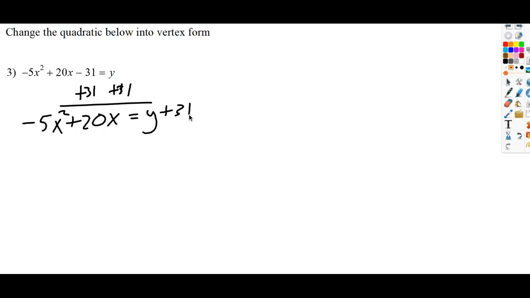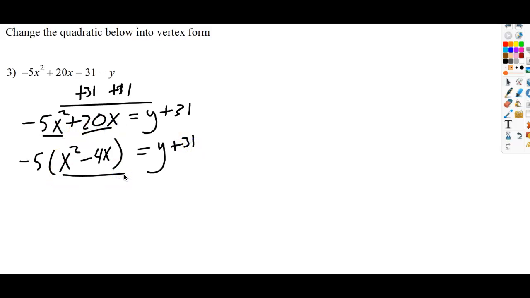The next step that we're going to do is factor out the -5. When you take out that -5, you're going to be left with that. You basically just divide both of these numbers by -5, and the result is in parentheses there. Okay, now the next thing we're going to do is a really weird step. It's called completing the square. And what it is, we're going to put a new number right there.